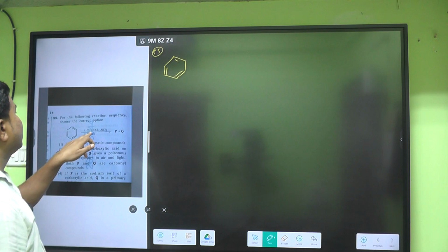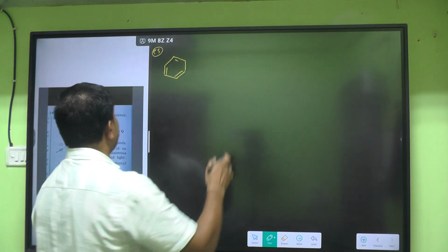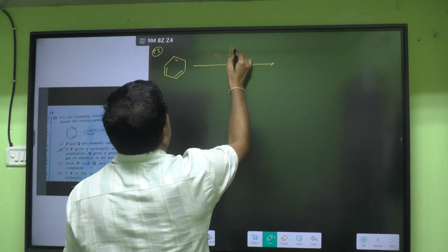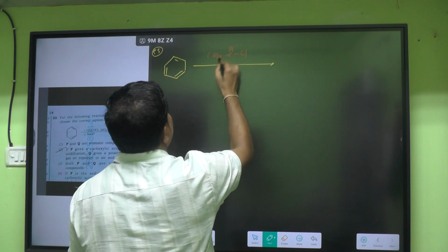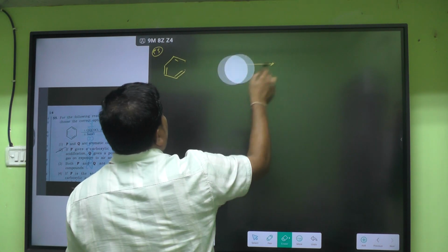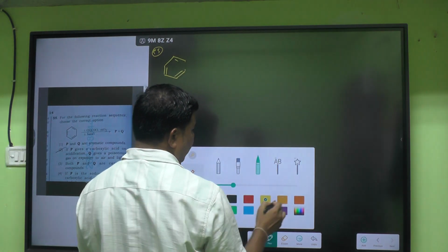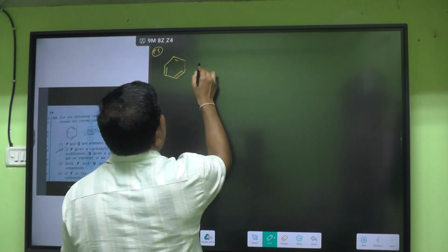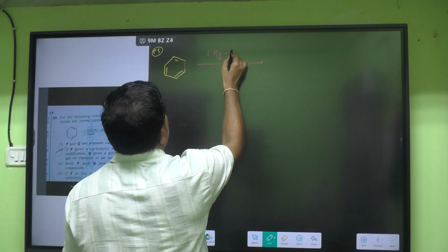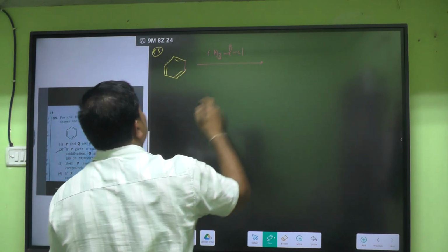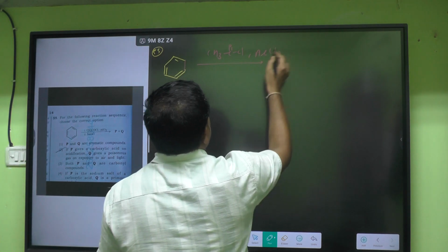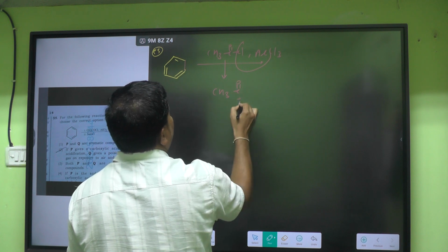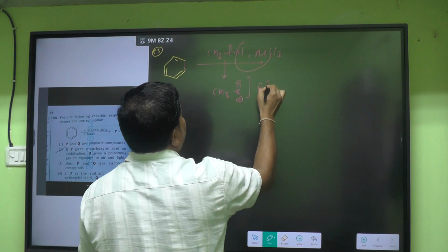Now benzene with acetyl chloride and aluminum trichloride. Do you know Friedel-Crafts acylation? Here CH3 C double bond Cl is given in presence of aluminum trichloride. That's why there is formation of electrophile. Which electrophile is formed? CH3 C double bond O positive charge as an electrophile.